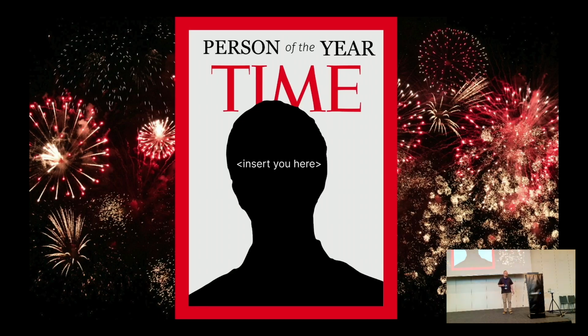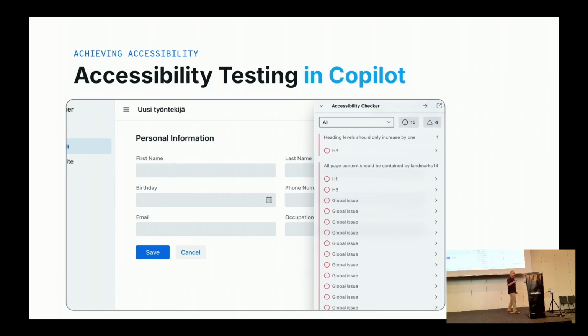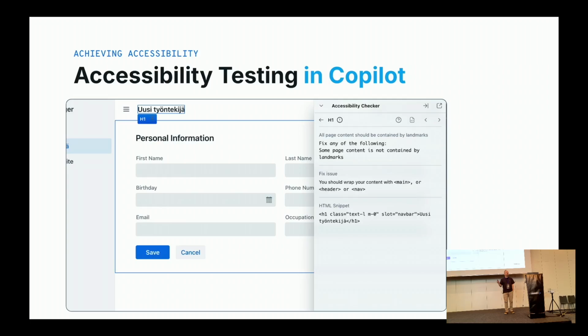Congratulations. One last thing. You might also want to test the accessibility of your UI. And there are many tools out there for doing this. We built, of course, one of them into Copilot, as we do. So you bring up the accessibility checker panel, you click check, and it gives you a list of things that might be wrong with your UI. And you can click one of those items, and it will give you more information about the ways that you are bad.